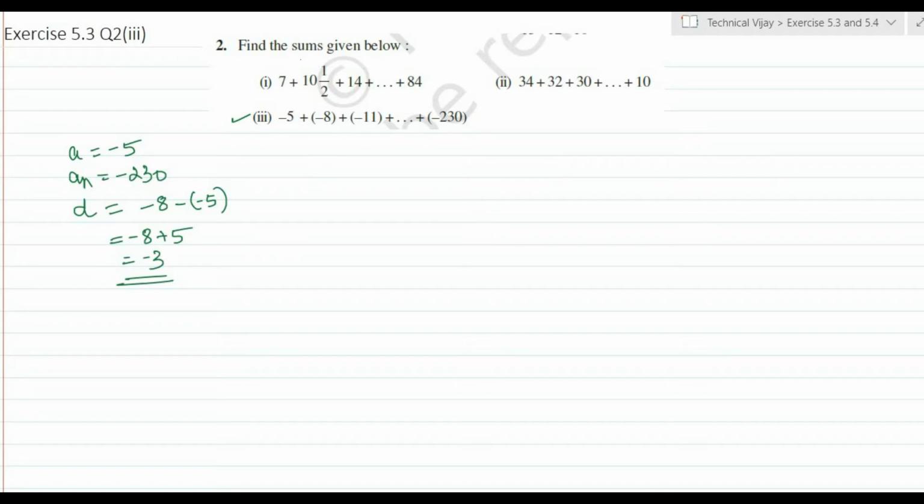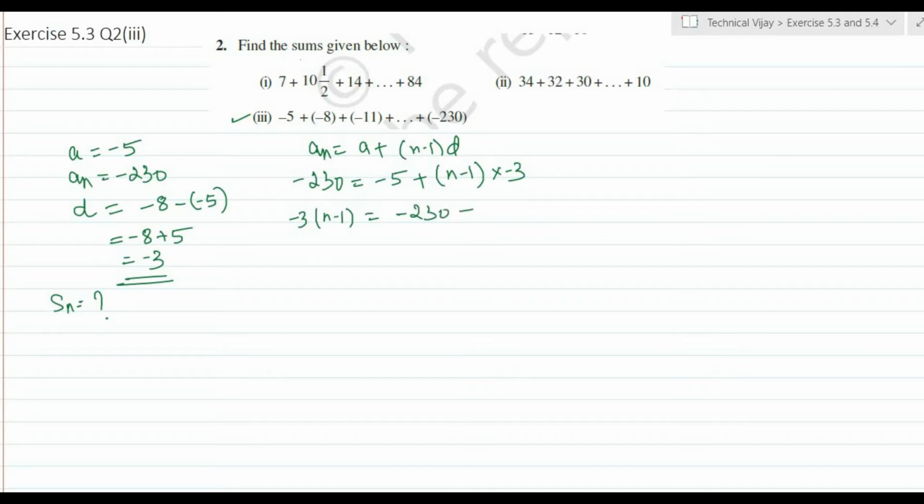Okay. So now we have to find Sn. For finding Sn we need the number of terms, that is n. For that, an is equal to a plus n minus 1 into d. So an we got, that is minus 230, which is equal to a, which is minus 5, plus n minus 1 into d, which is minus 3. So minus 3 into n minus 1 is equal to minus 230 minus of minus, that is plus 5. So minus 3 into n minus 1 is equal to minus 225.